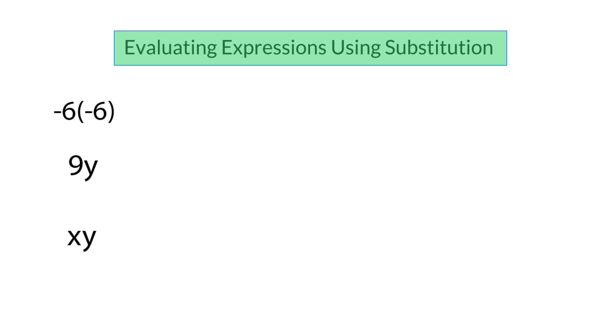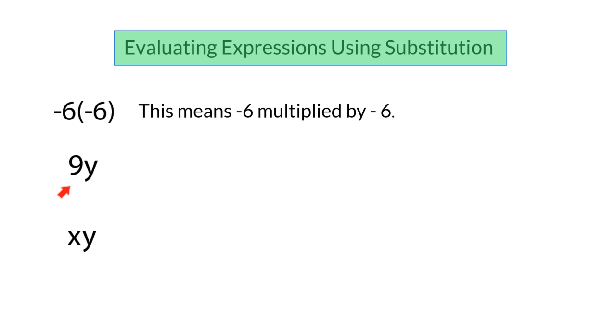Welcome to this tutorial. Today we're going to use substitution to evaluate expressions. But before I do that, there are a few things I want to remind you of. So here, for example, we have -6 touching brackets. When you have a number touching brackets in algebra, it means multiplication. So this particular situation means -6 multiplied by -6, which would give you positive 36.